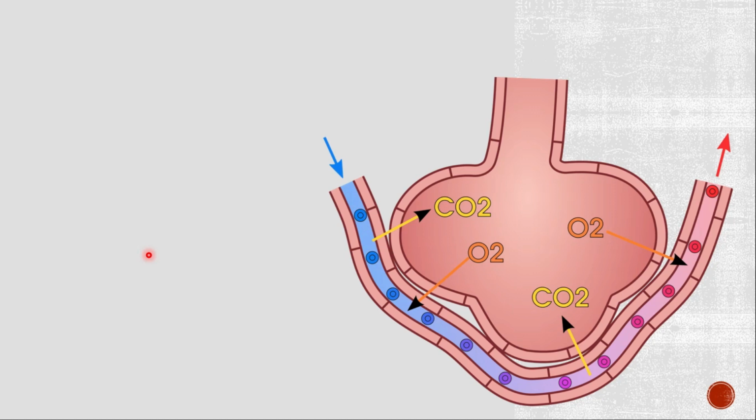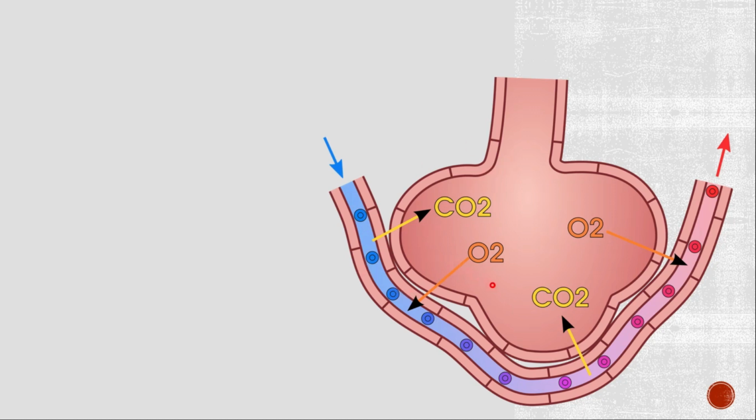Each time we inhale, there is a greater concentration of oxygen in the air in the alveoli than there is in the blood in the pulmonary capillaries. As a result, oxygen diffuses from air inside the alveoli into the blood.